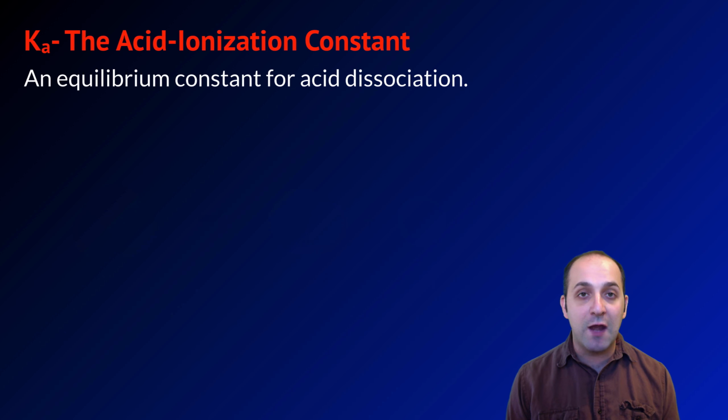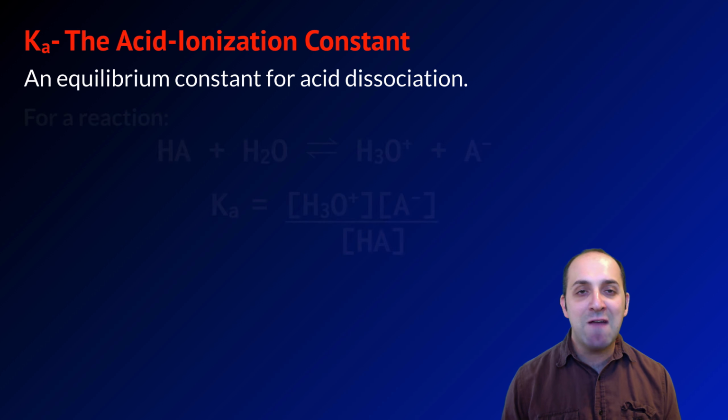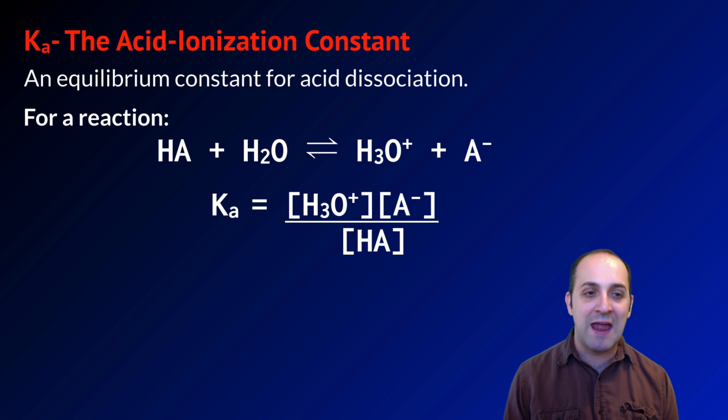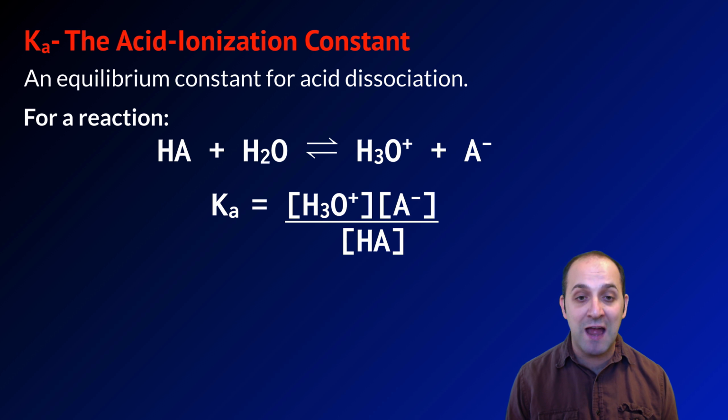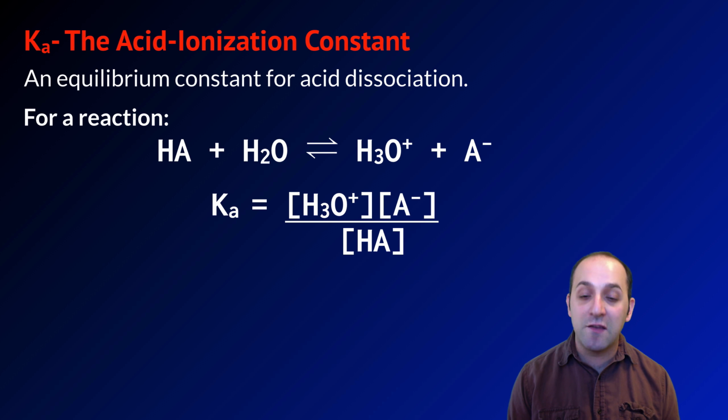If you need to go back and review equilibrium constants, I would definitely encourage you to go back to Unit 10 and check it out before we move on. Ka values are calculated a little bit differently than Keq values. For any reaction between an acid and water that produces a hydronium ion and the anion of the acid that reaches equilibrium, Ka is equal to the product of the hydronium ion concentration times the concentration of the anions divided by the concentration of the undissociated acid.